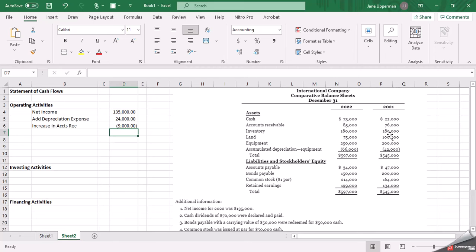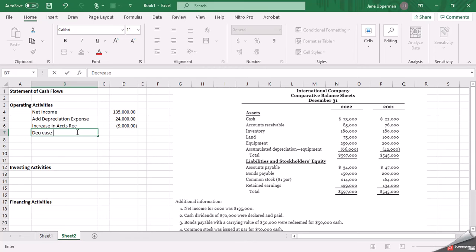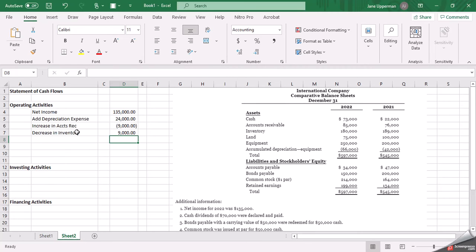Now inventory went down. So it went from 189,000 down to 180. So we have a decrease in inventory of 9,000. So then that decrease in inventory is an increase in our cash. So our inventory costs money to purchase, and that would mean it would have been sold out, and we did not replace it. So in a sense, we got a return of that cash. So that decrease in inventory of 9,000 is cash coming in.